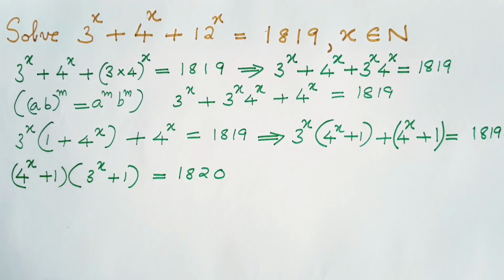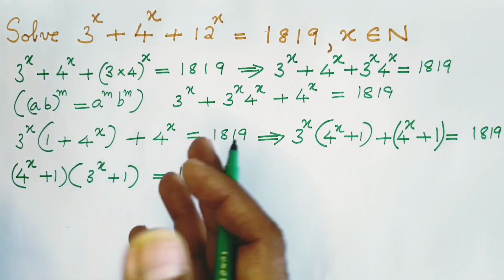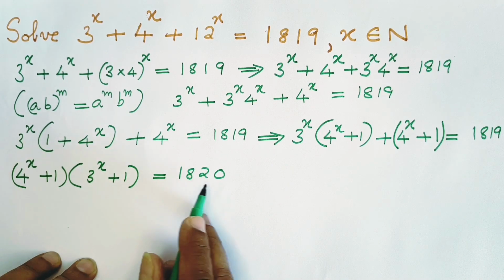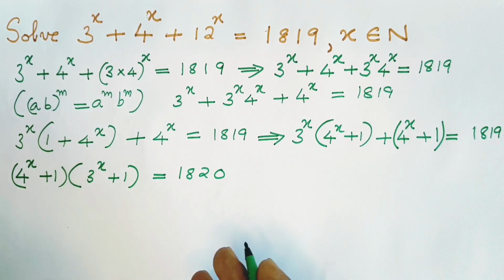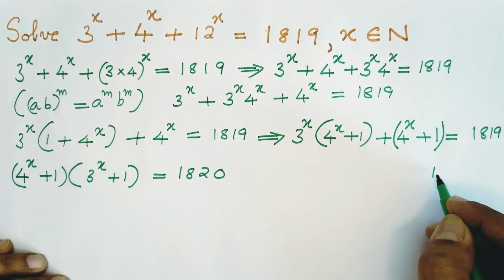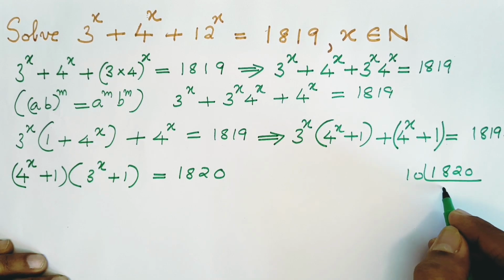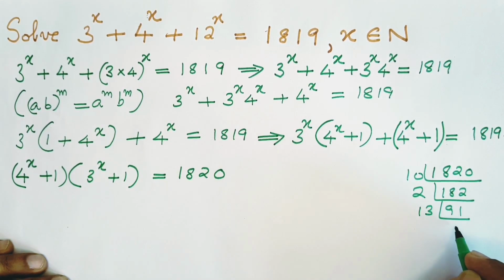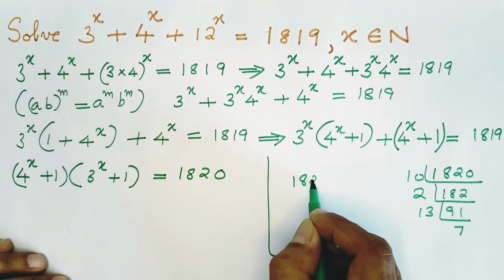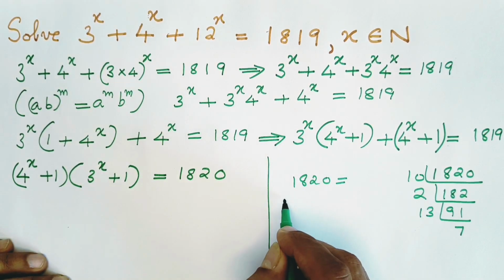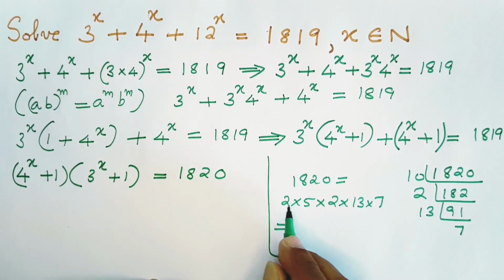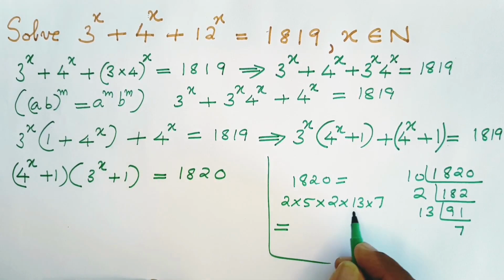Now we know that x is a positive integer. That's what is given in the equation to be solved. So what you can do is write the right side number as a product of positive integers. Let me factorize 1820. See, 1820 dividing by 10, you get 182. Again to 91, 13 will go here, 7. So 1820, you can write it as 10 is 2 multiplied by 5, then 2, 13, 7.